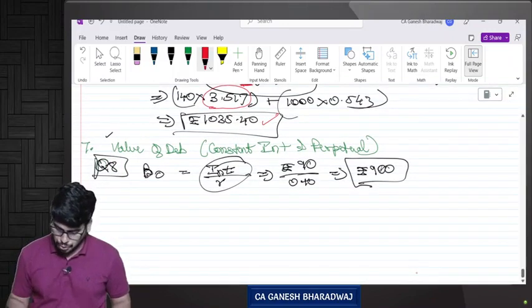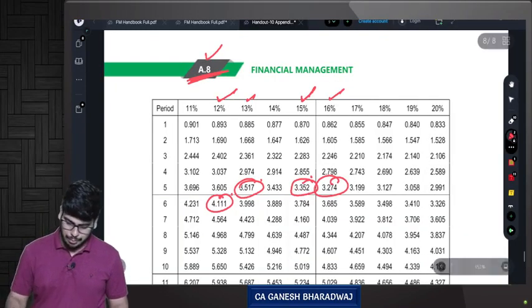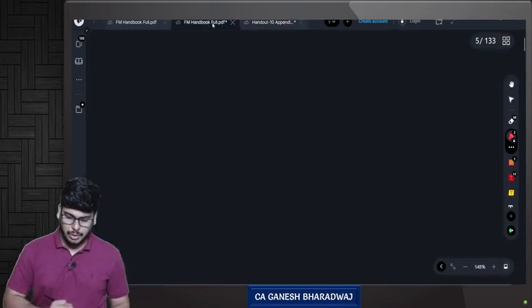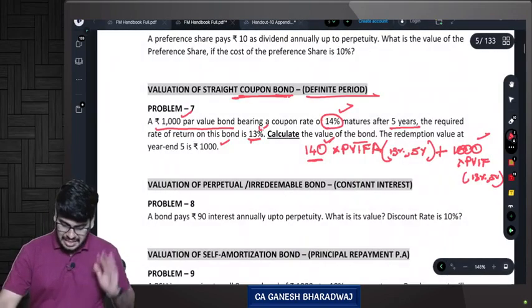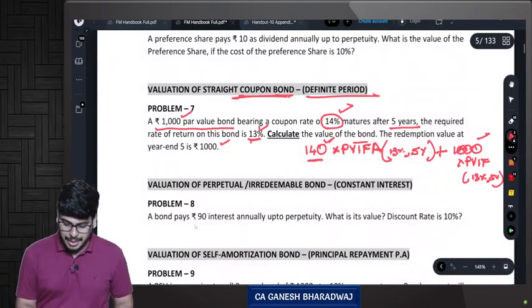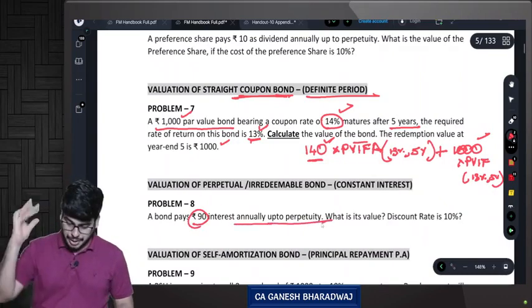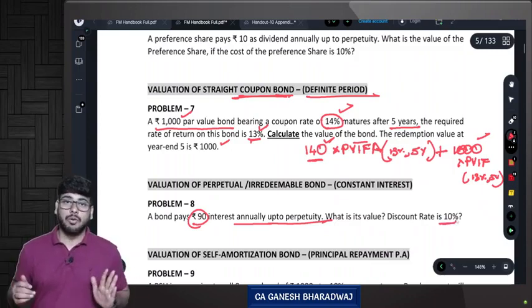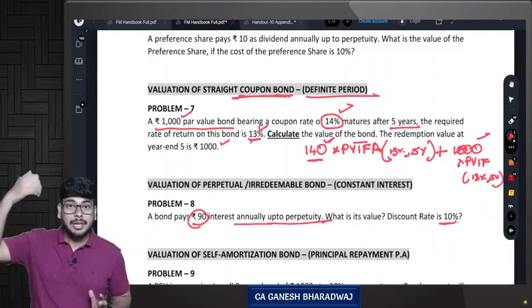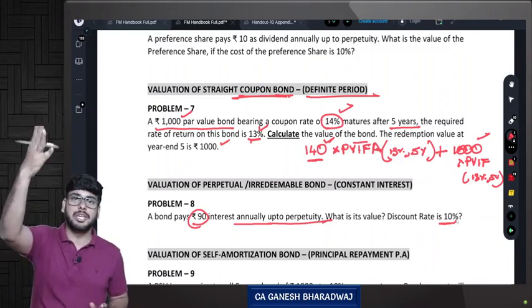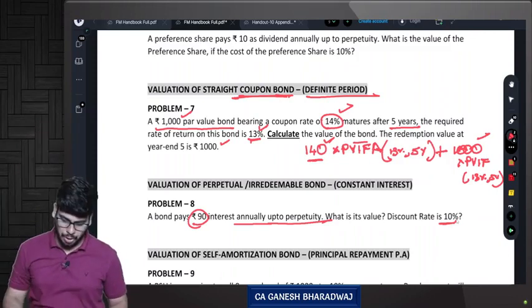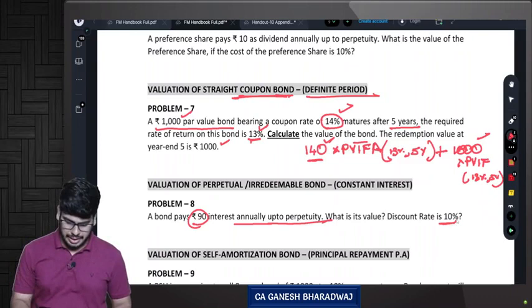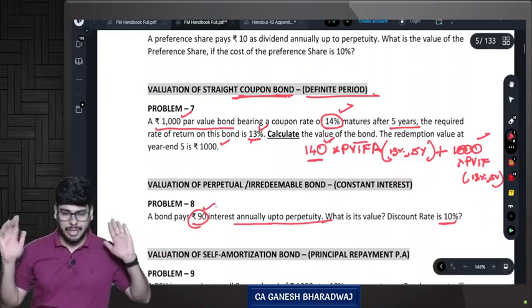So let's quickly move to question number 8. What is question number 8 given? Very simple. A bond pays 90 rupees interest annually up to perpetuity. What is the value of the bond? Discount rate is given as 10%. Now, sir, what do you mean by this irredeemable bond? Irredeemable debentures, are they possible? Yes, they are possible. Of course, the interest amount they have given annually, it will be so much.